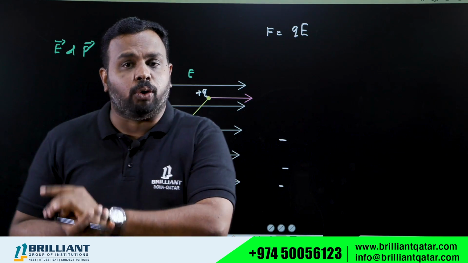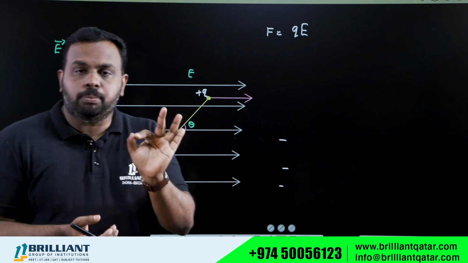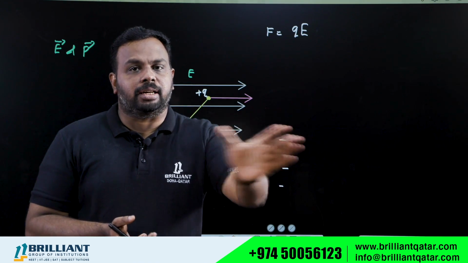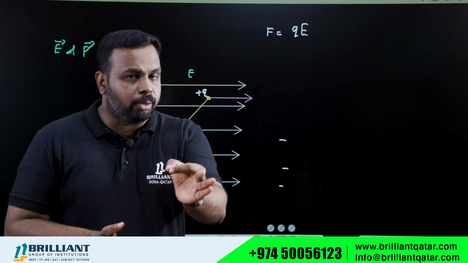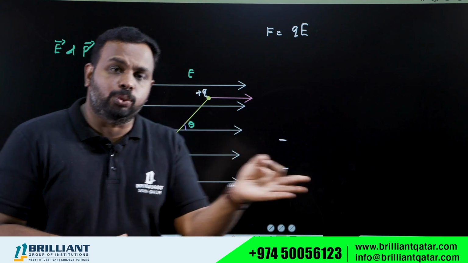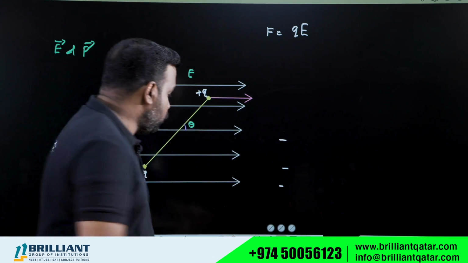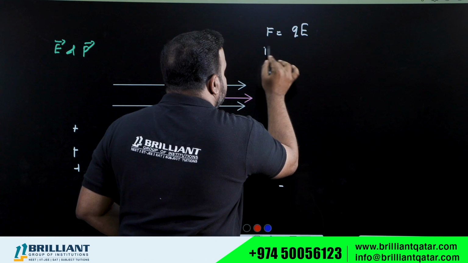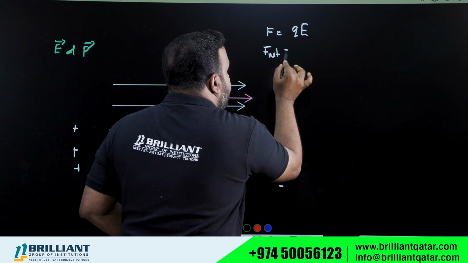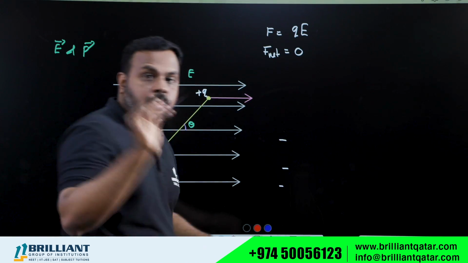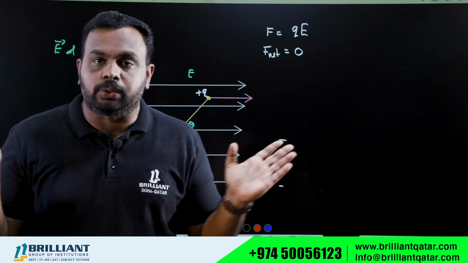Dear students, it's a very important point. When an electric dipole is kept in a uniform electric field, what is the net force acting on that dipole? The answer is zero. F net is equal to zero. And what is the reason for that? The reason is there are equal and opposite forces. Net force acting on it will be zero.